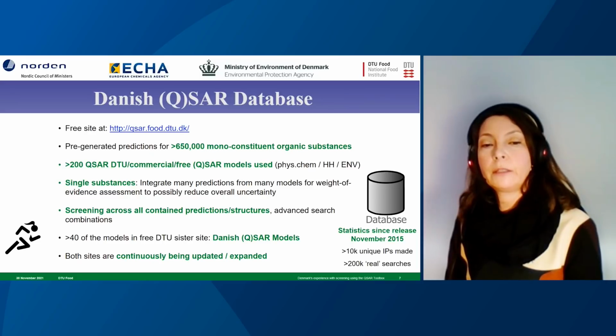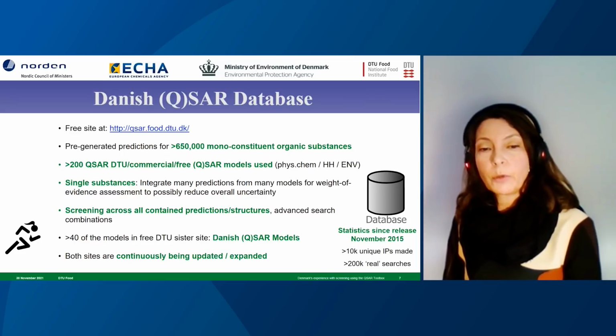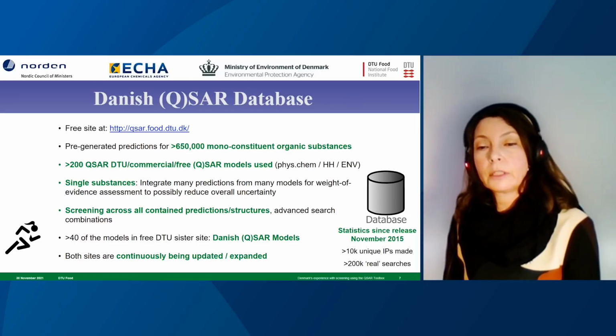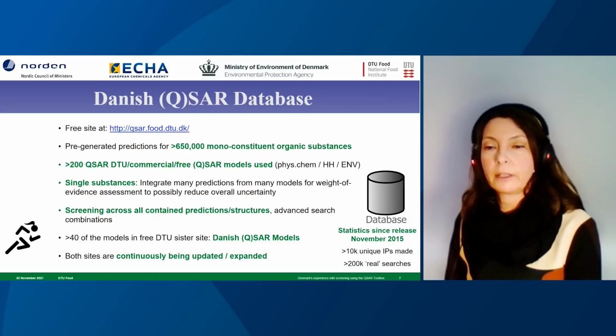You can also use the database to screen across all the contained predictions and structures in the database, and you can combine previous searches in as advanced search combinations as you wish. For a little over 40 of the models that we have made ourselves in the so-called Leadscope system, we have made them available in a sister site to the Danish database that's called the Danish QSAR models, where users can go and predict their own structure and get more details in the predictions in the so-called QSAR prediction reporting format, with both the identified alerts, probabilities, and closest analogs in the training sets. And both these two sister sites are continuously being updated and expanded when we have new models and add new functions, etc.